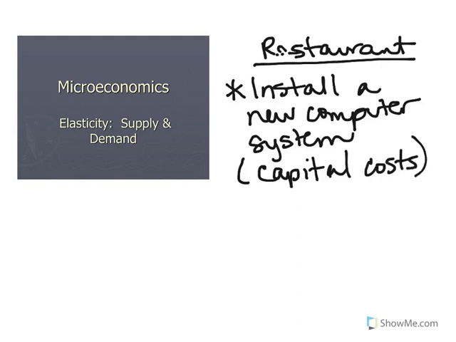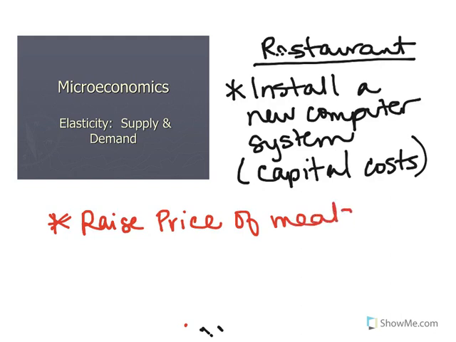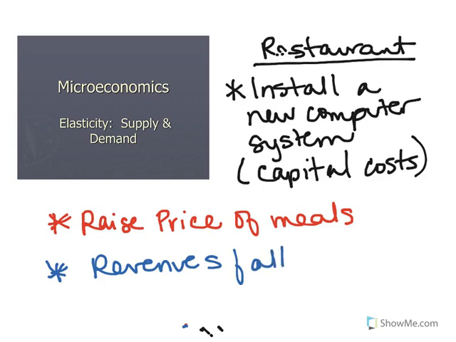in order to acquire this new computer system and have it installed. Now I decide that in order to cover the cost of that new computer system, I'm simply going to raise the price of the restaurant meals that I serve. So let's say that I raise the price and immediately I see that revenues fall. So I raise the price of the restaurant meal and the amount of money coming in immediately begins to fall. What that means is that I did not understand the elasticity of demand for the product that I sell.